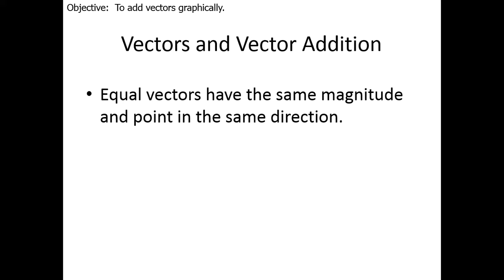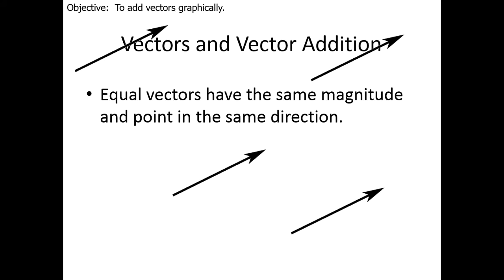Equal vectors are the ones that have the same magnitude and point in the same direction. So here's a vector, and I'm going to draw another vector here. These two vectors are equal because they have the same magnitude and they're pointing in the same direction. So is this vector, and so is this vector. However, this vector here is going to be the negative of the first one because it's pointing in the opposite direction. Same magnitude, but in the opposite direction.